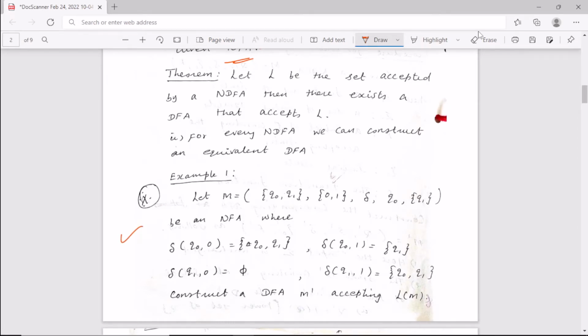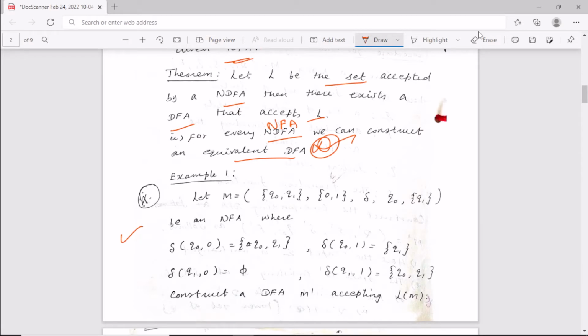Before that, you should know this. Let L be a set accepted by an NFA, then there exists a DFA that also accepts L. That is, for every NFA we can construct an equivalent DFA. This is an important thing. So for every NFA, NDFA or NFA, we can construct an equivalent DFA. Let me now move on to an example.